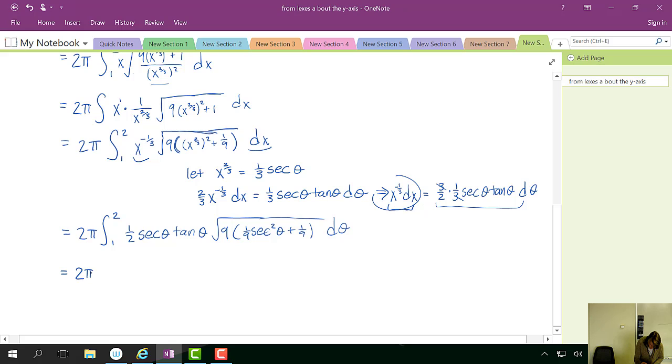Oh, I shouldn't be writing the bounds because we just did a substitution, right? Okay, so let's see. So times the 1/2 from the inside, integral secant theta, tangent theta. The 9 cancels out with these, and we're left with square root secant squared plus 1, which should just simplify into tangent once you cancel out the square root.